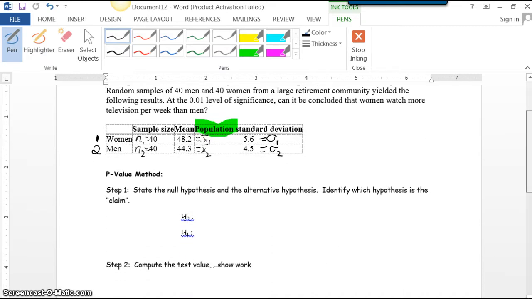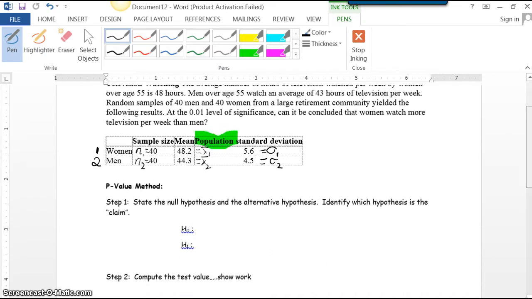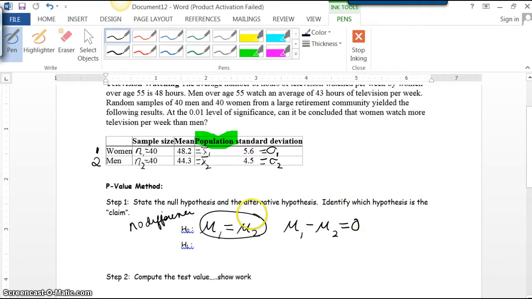It says state the null and the alternative hypothesis. The null hypothesis includes the equal sign and shows that there's no difference between the two means, between the men and the women. You can write it with an equal sign to show the no difference, or you can write it with subtraction. Because subtraction is difference, the no difference would be equal to 0. We usually write it like this.